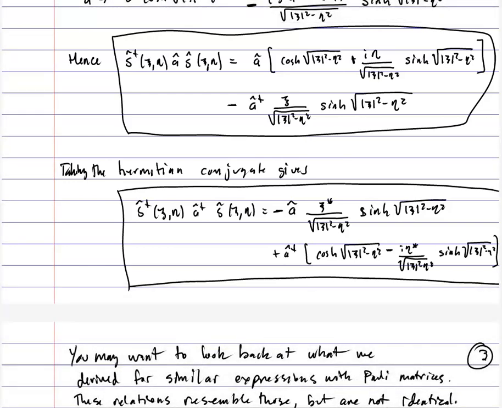All right. You can look back at some of those expressions that we derived with Pauli matrices. This is very similar to those expressions, except here we have hyperbolic sines and cosines as opposed to sines and cosines, which is what we were getting with the Pauli matrices. It turns out there's a deep reason for that. The group that we're working with here is the symplectic group of 2 by 2 matrices as opposed to the SU(2) group of orthogonal 2 by 2 matrices.